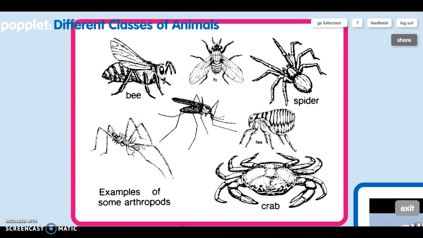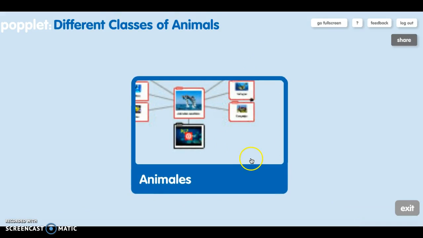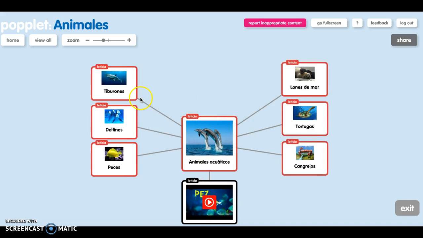And then we have another Popplet here. We click on it, and it's different types of animals, and this one's in Spanish. There we go.